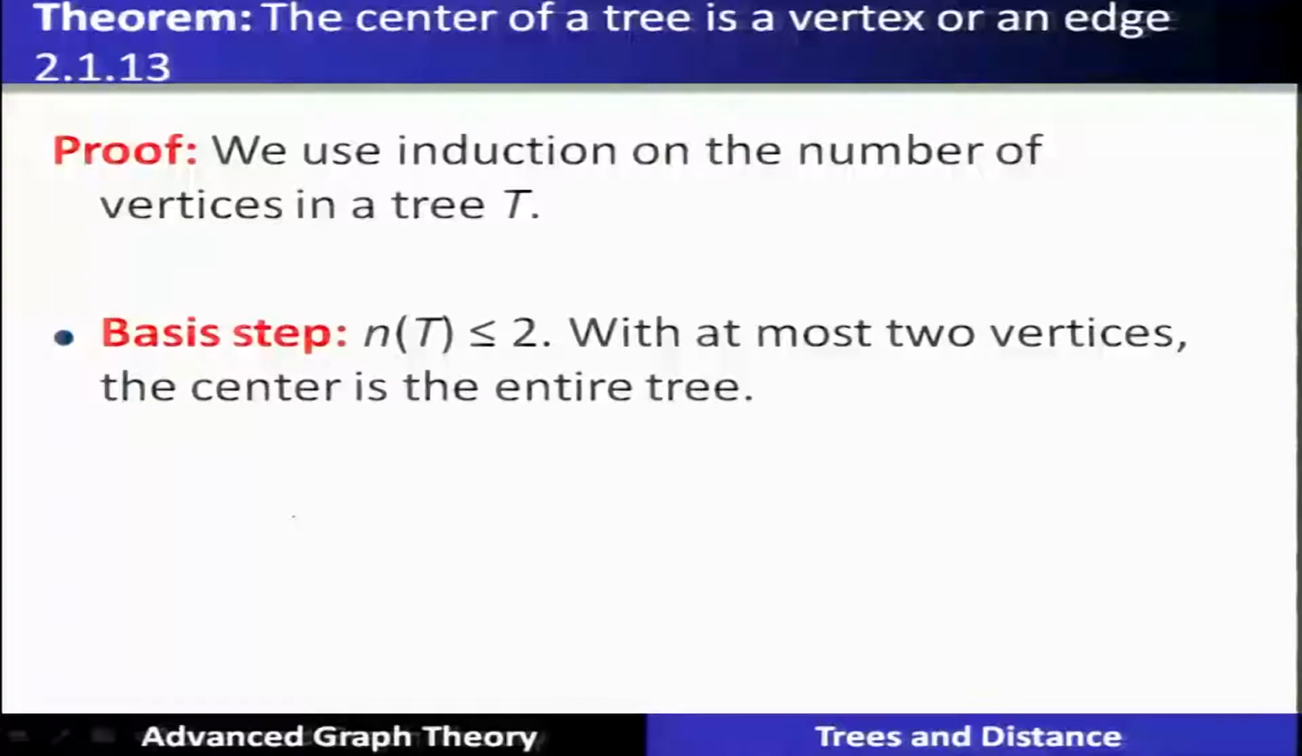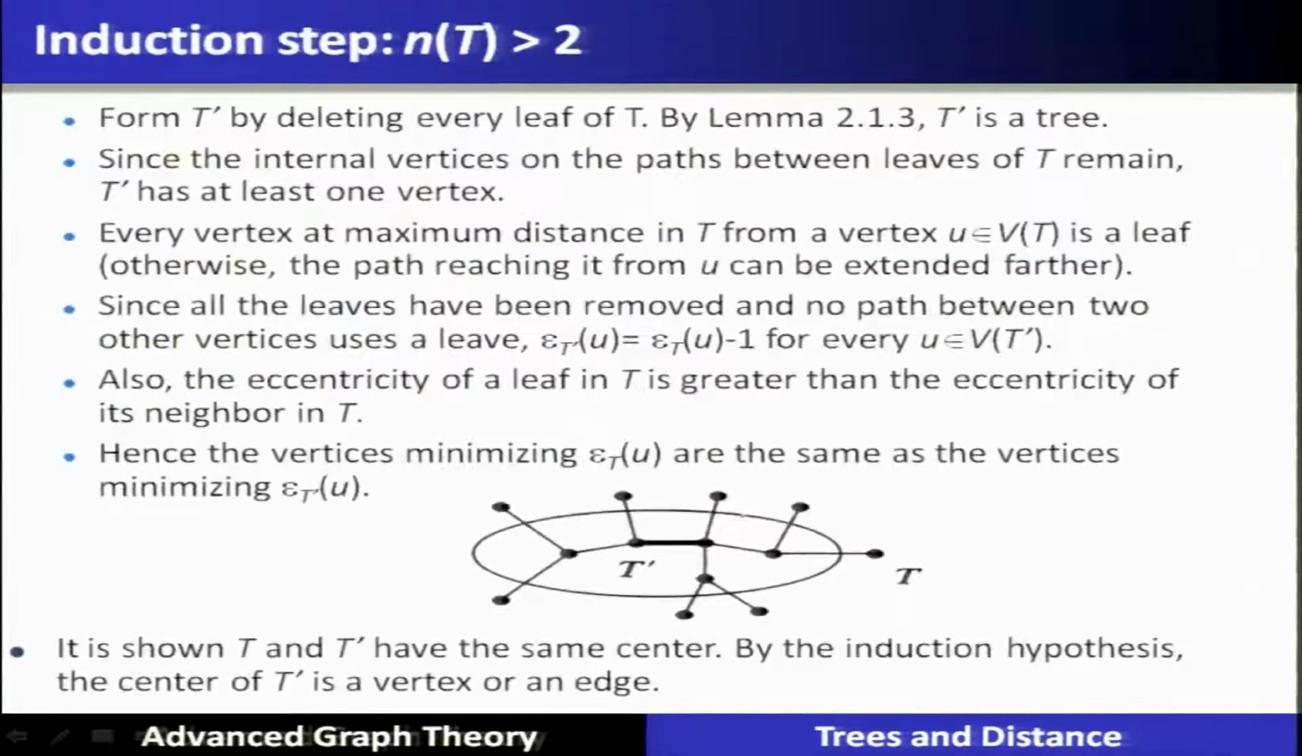So, for the proof, we use induction on the number of vertices in a tree. Basic step, base case: when the number of nodes in a tree is at most 2, that means 2, with at most 2 vertices, the center will be the entire tree. Why? Because the eccentricity of both the nodes is the same. Now, let us assume that the induction holds true for the number of nodes which are more than 2.